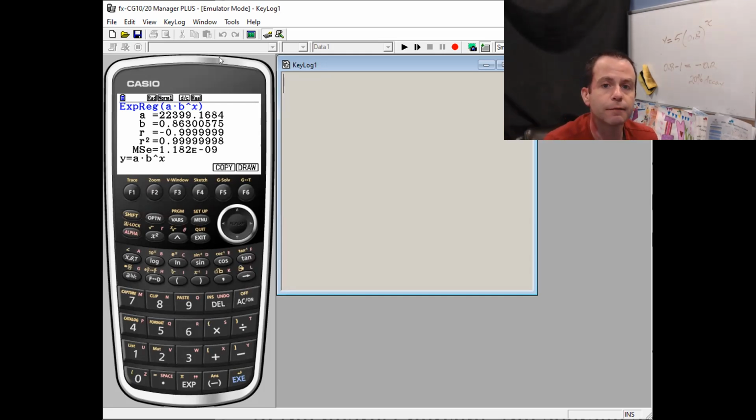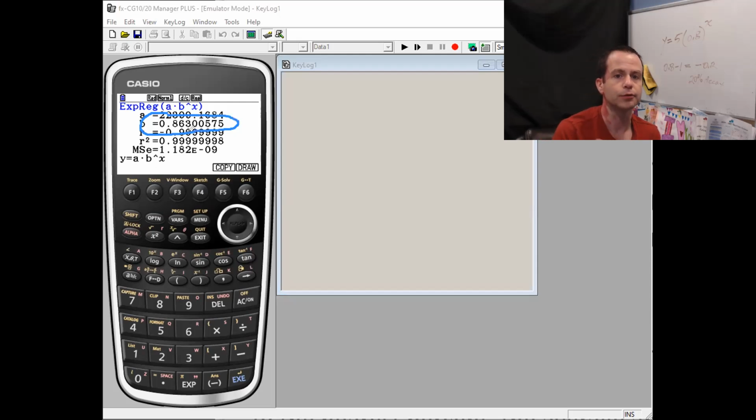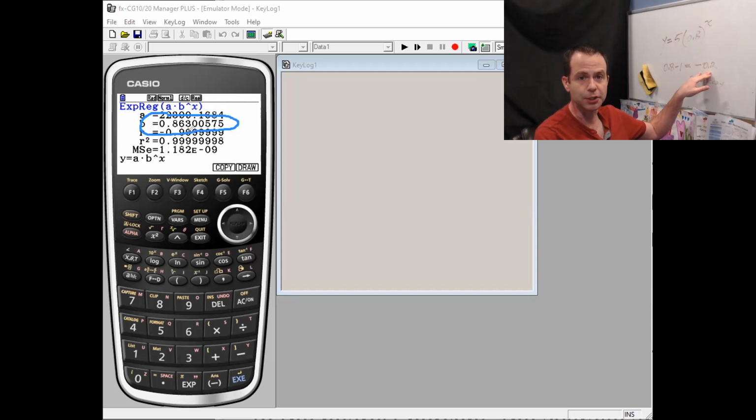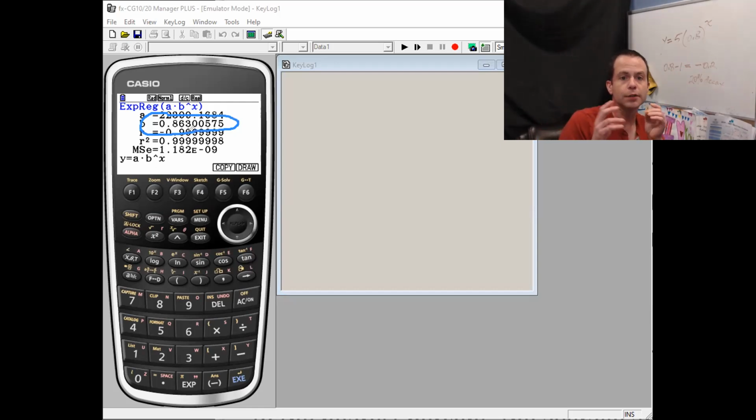Now, it said to the nearest percent, the average annual rate of depreciation of the vehicle. So when I'm looking for my rate of depreciation, I am looking at this B value, which is right here, 0.863000575. But we have to talk about that a little bit. We have to think about the fact that it was B minus 1 that gave us the rate of depreciation, right? So we have to go 0.86 minus 1, okay?